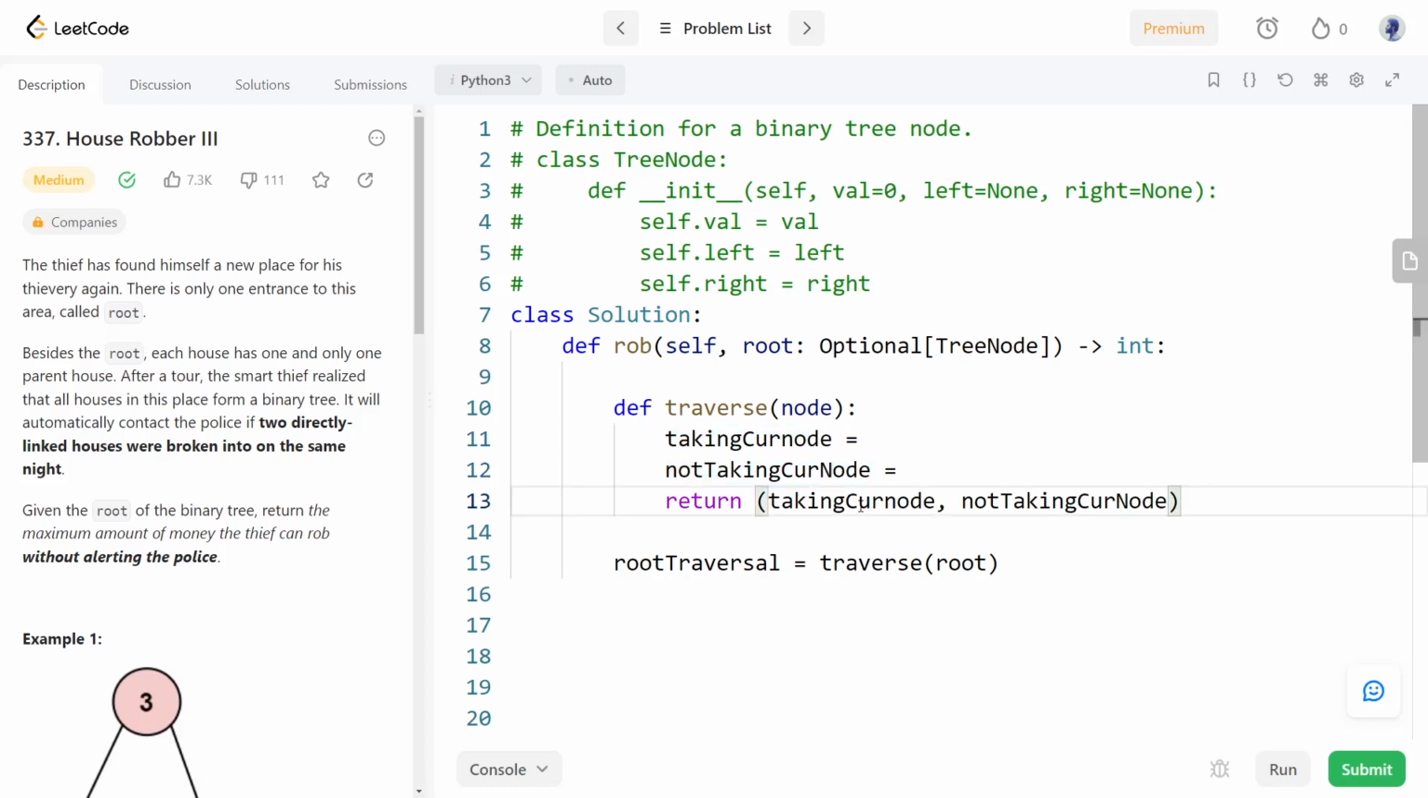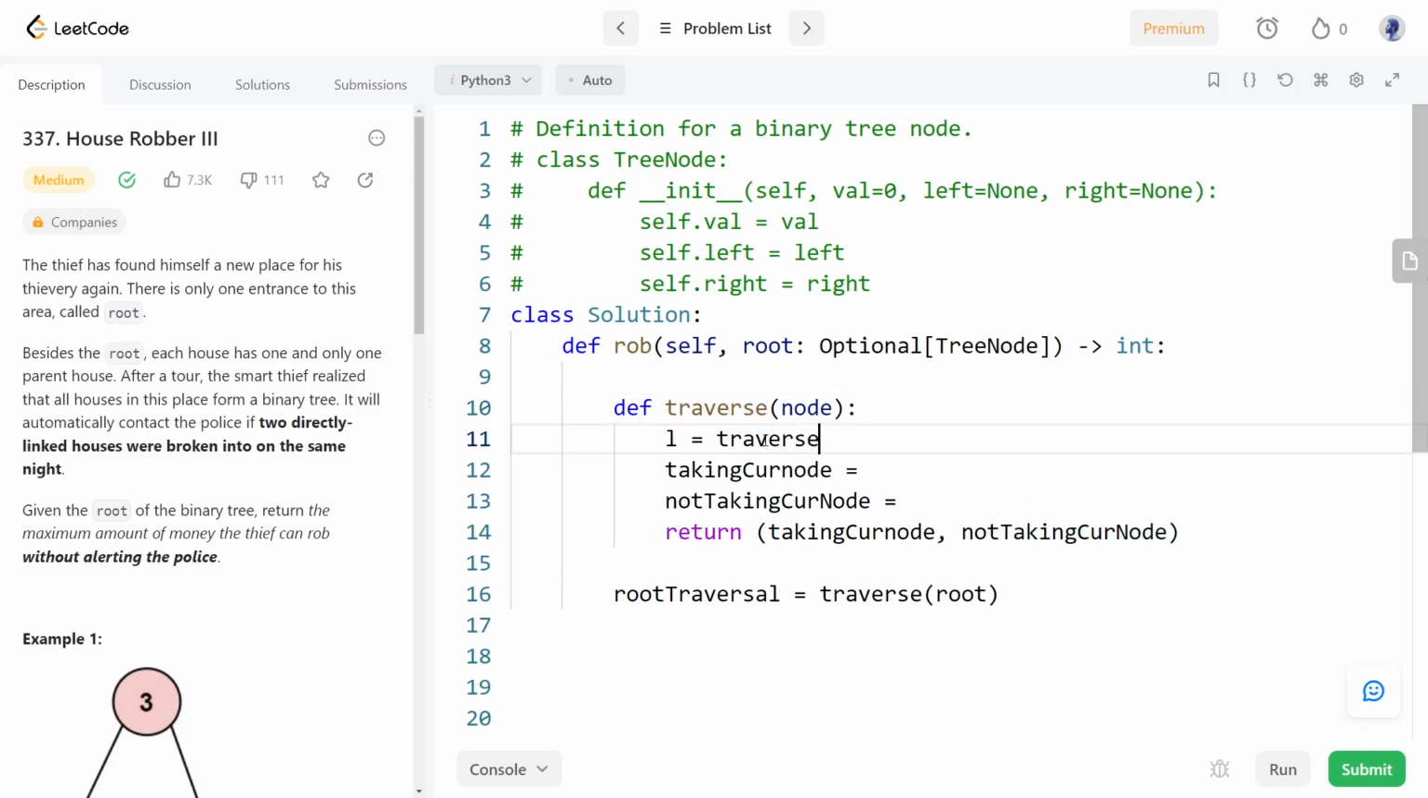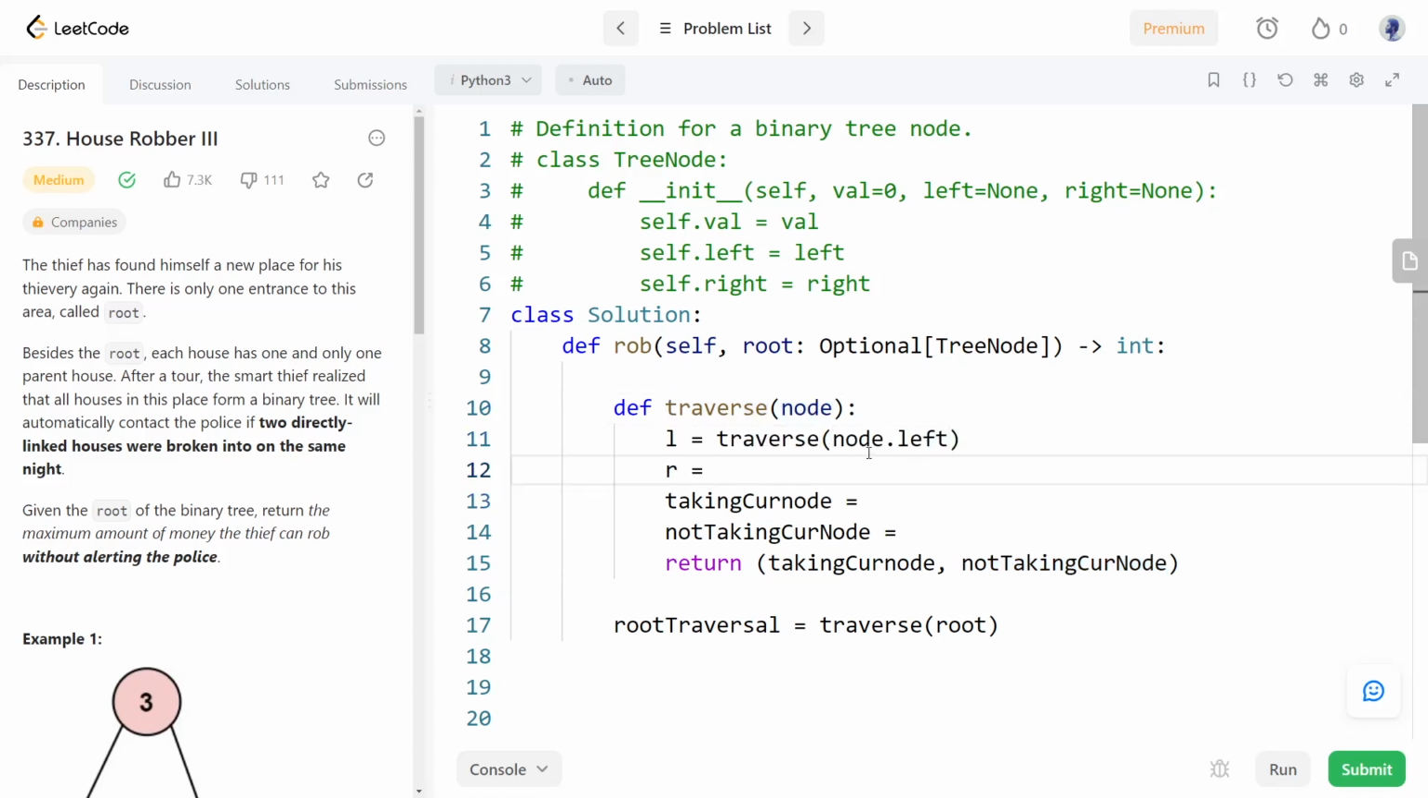That is, at index 0 we will have the amount when taking the current node, and at index 1 we will have the amount when not taking the current node. Also in the beginning we must recursively call this function on the left and right nodes.